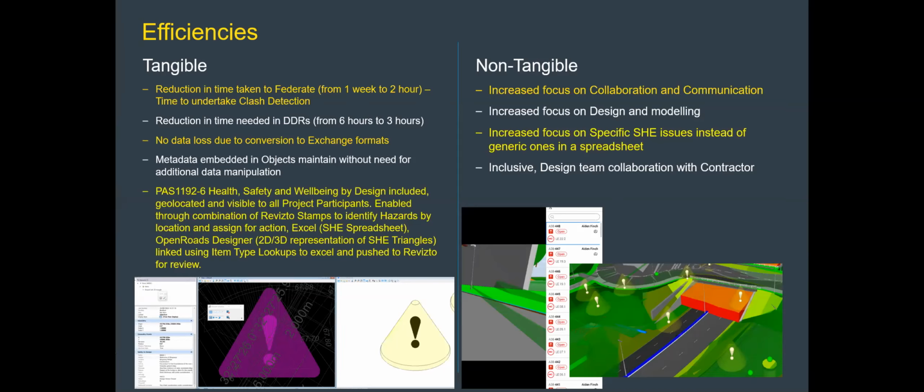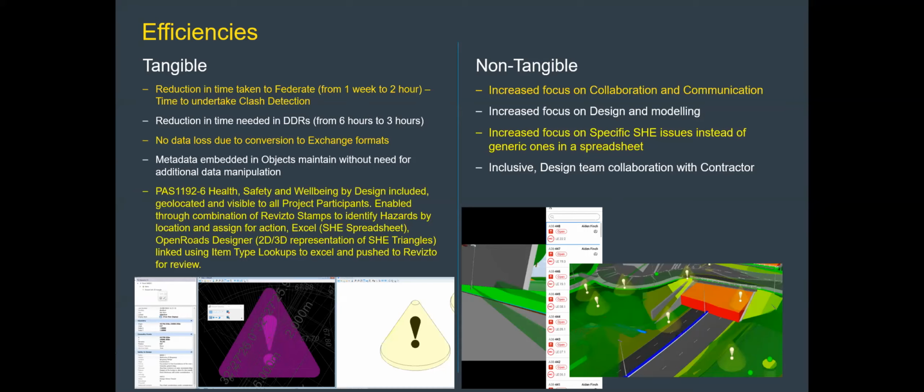So time in meetings is reduced. No less loss of data. When we were doing the exchange between Open Roads and AutoCAD, there were sometimes issues with metadata being lost, sometimes issues in conversion, with AutoCAD not understanding certain information that's in MicroStation, and the same the other way. And that's gone now. There is no loss of information.